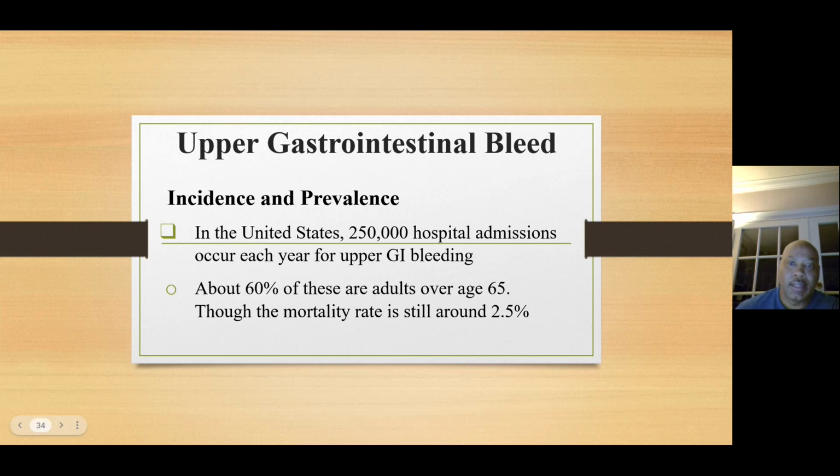Might as well. Now, let's go ahead and look at upper gastrointestinal bleed, and more specifically, the incidence and prevalence of this condition. As you can see here, in the U.S., 250,000 hospital admissions occur each year for upper GI bleeding. About 60% of these are adults over the age of 25. Now the mortality rate is a low 2.5, so not very high, which is good, of course, for these patients.